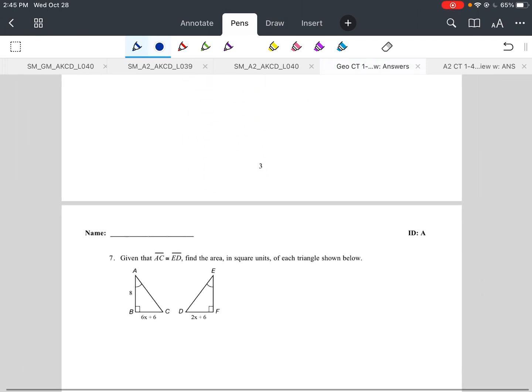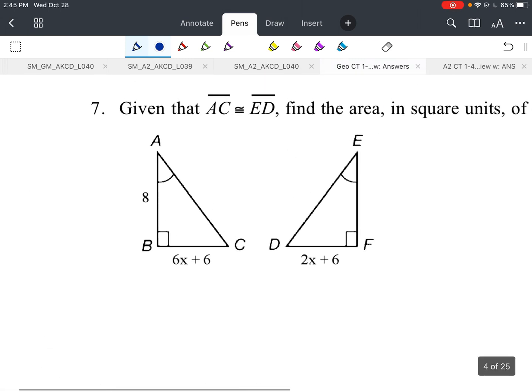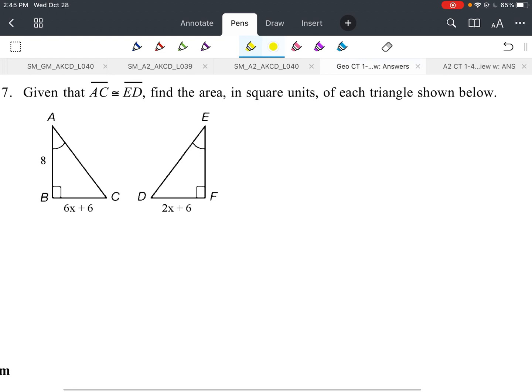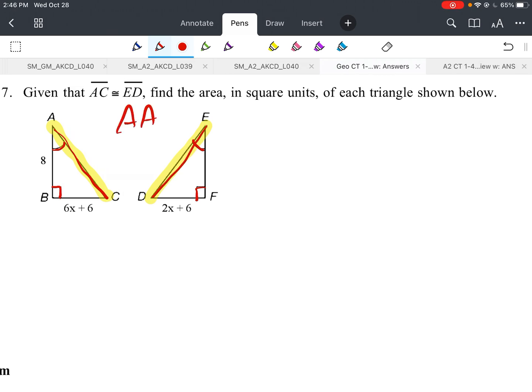All right, moving on. Number 7. Here's a fun one. It says, given that AC and ED are the same length. Hey, that's cool. Because if they're the same length, now I know by what theorem I can use angle side is congruent to angle side, AAS. So by AAS, those two triangles are congruent to each other, which is awesome.